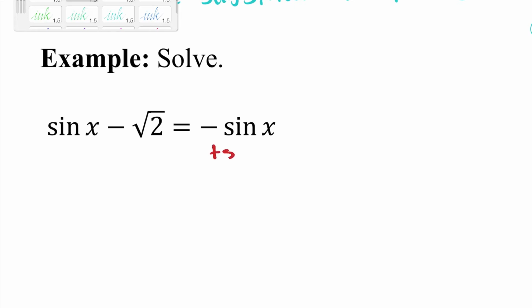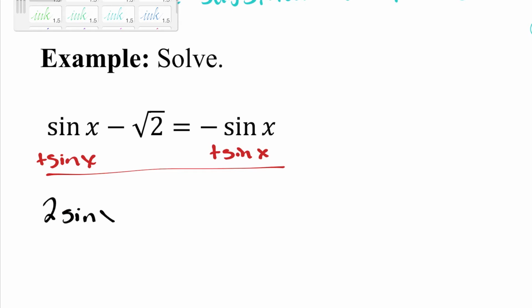So I want to get my sines together. I'll add this sine of x over, because I don't like negative signs. I tend to not like to subtract things over and make them more negative than they already are. This works the same way as if I had x plus x or y plus y, I would end up with 2x or 2y. So this will be 2 sine x because I had two sine x's.